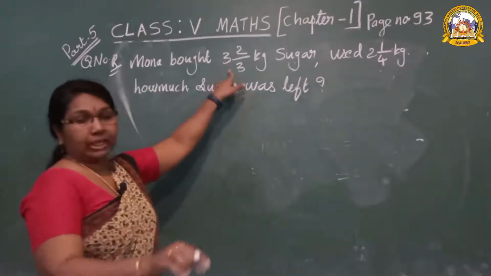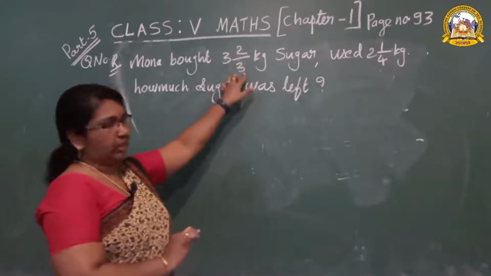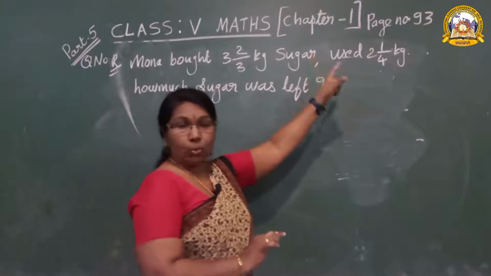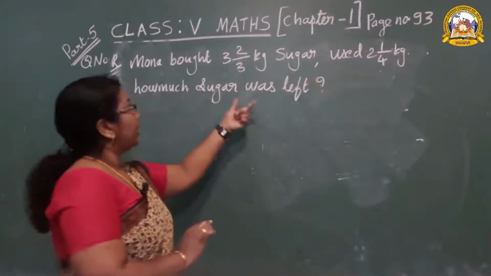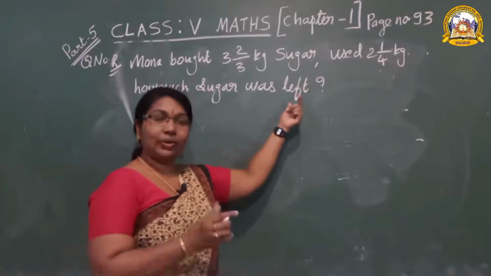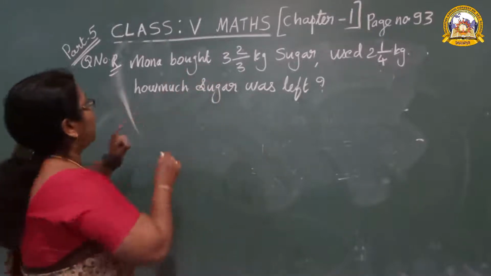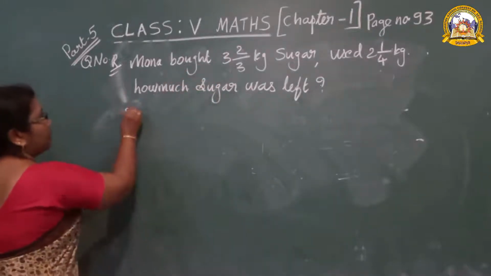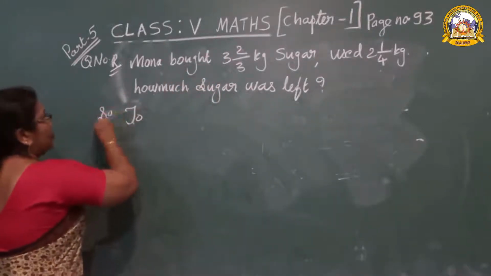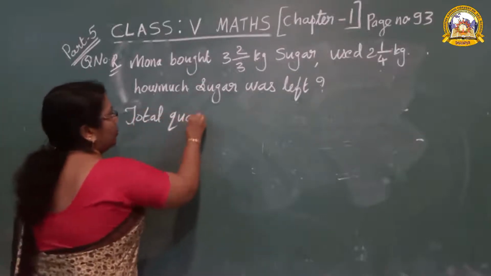In total, she bought how many kg of sugar? 2 1/3 kg of sugar, and she used 1 1/4 kg. Then how much sugar was left? Does everybody know how to find out the answer? By minus. What is the first step here, students? Solution. Total quantity of sugar.